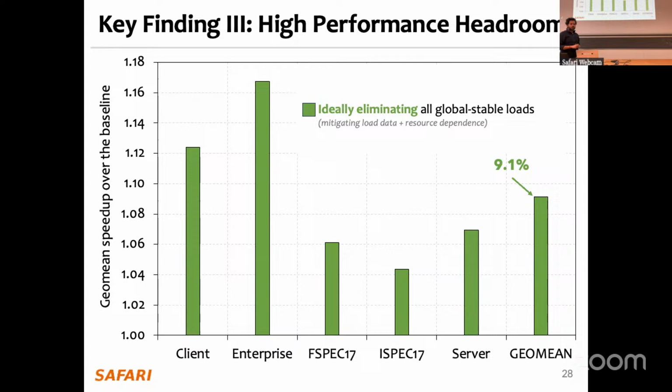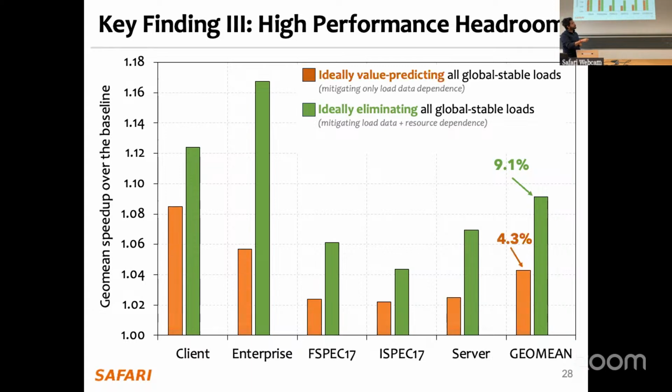So what we are seeing is that if you do that ideal elimination, that provides a decent 9.1% performance headroom. And if you do the same thing only for value prediction, meaning that you're just breaking the data dependence, the load still executes and takes all the resources it wants, that only gives us 4.3%. So that shows that there is a significant jump if you remove the resource dependence also. That's the benefit that we are chasing.